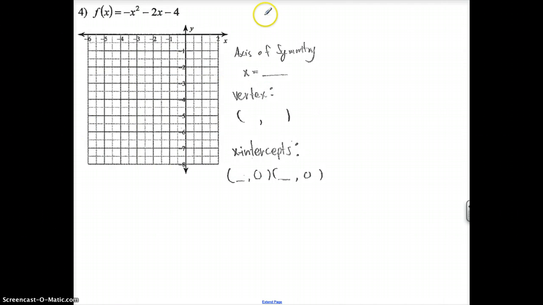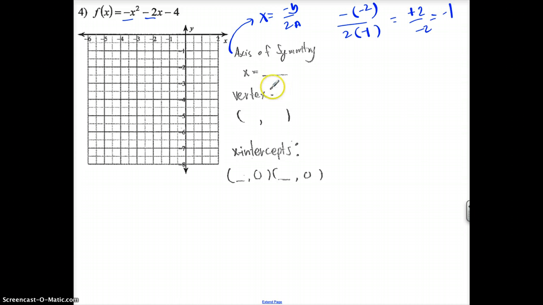Okay, we're going to start again at our x value of negative b over 2a. That's the middle of our graph. That is our equation for the axis of symmetry. Graphing these is really easy. You just have to start here. So negative, here's our b value of negative 2 over 2 times our a value of negative 1. So we have positive 2 over negative 2 equals negative 1. So negative 1 is the axis of symmetry.